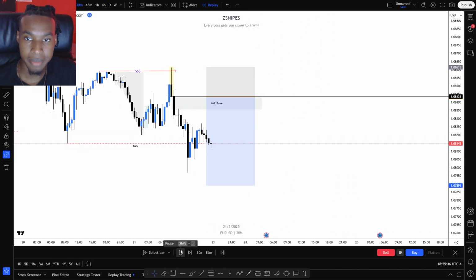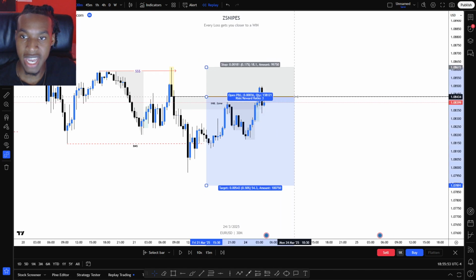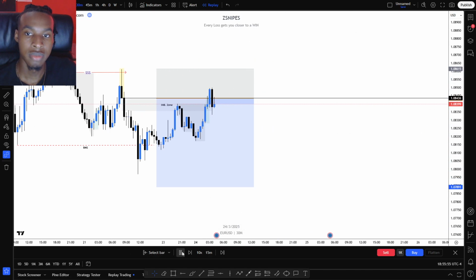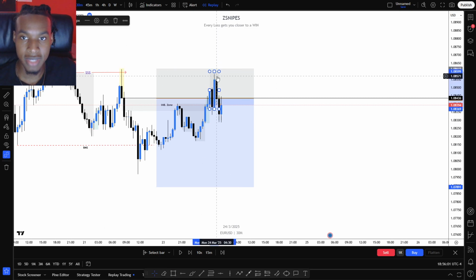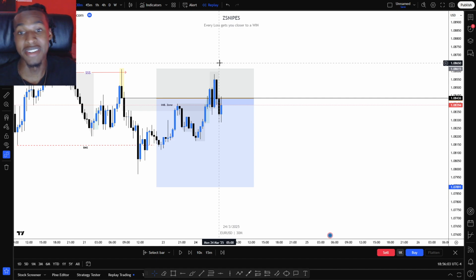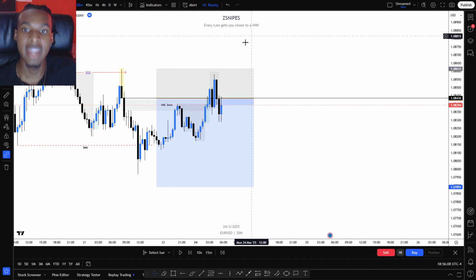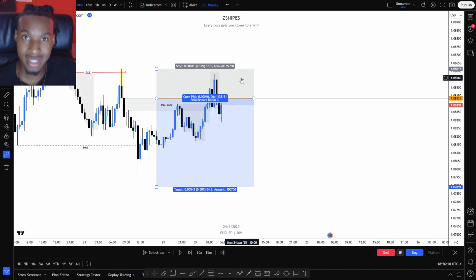Let the market play. Okay, so you guys can see the trade activated. Now, I want you guys to pay attention to this. Look at this up move right here. You see how we almost got stopped out of this up move? You cannot be scared, okay? If you're a new trader, do not close the trade. Let the market hit stop loss, right?